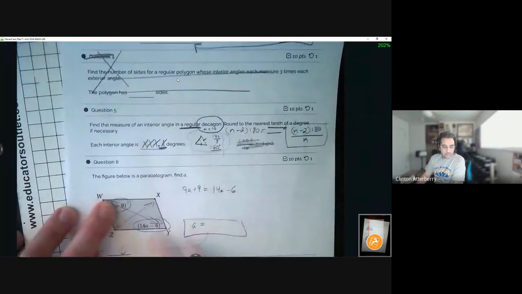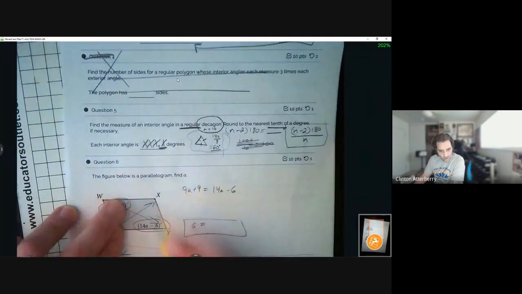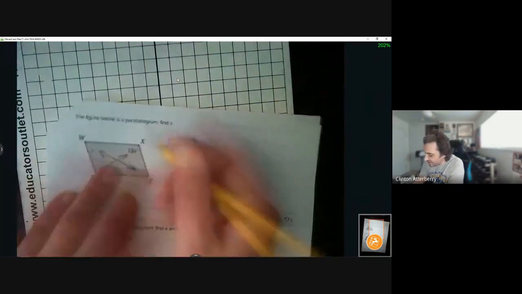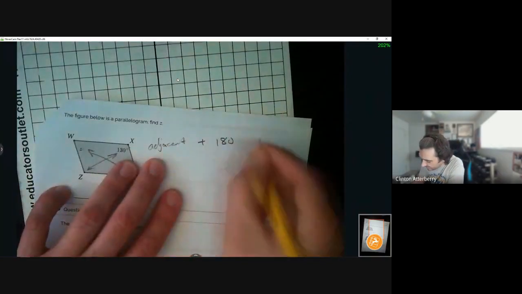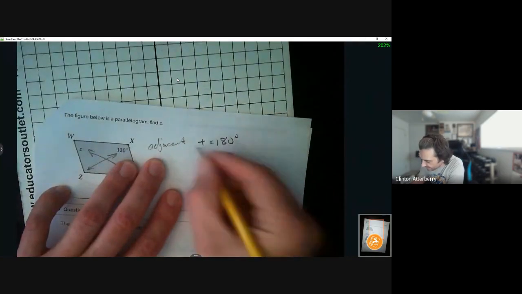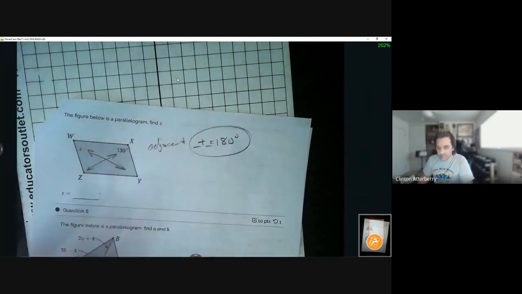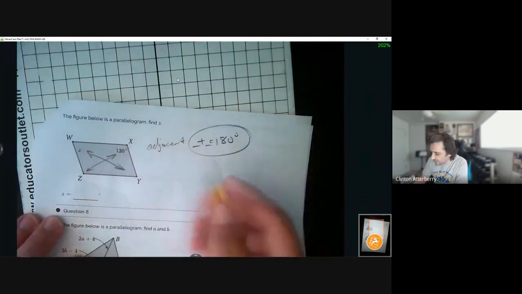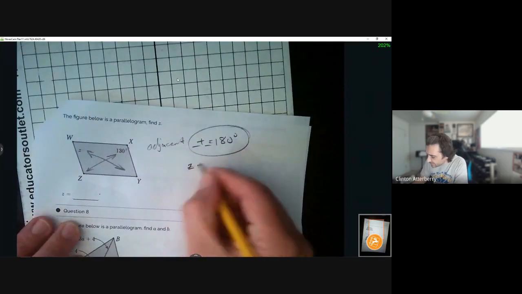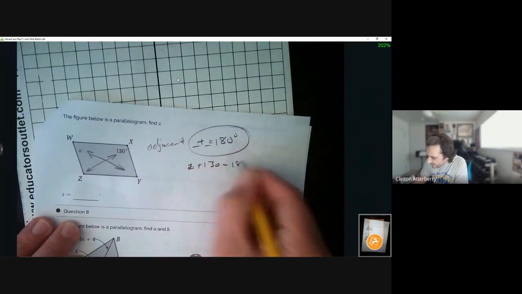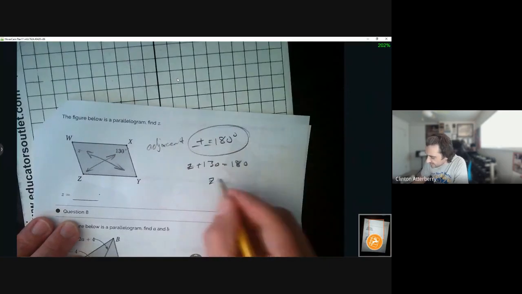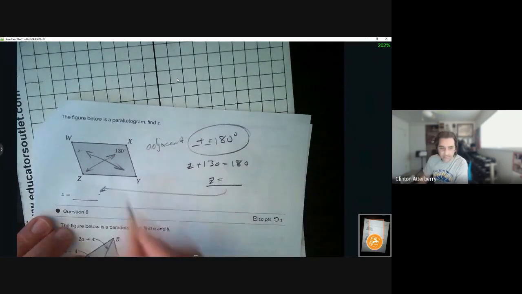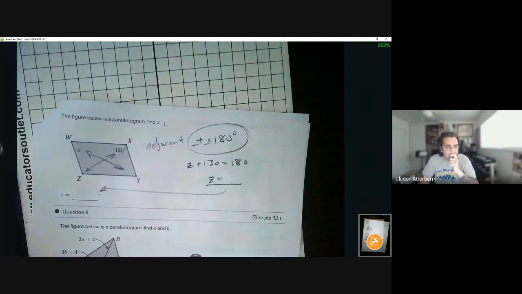Those are called opposites because they're not next to each other. They're away from each other. These are next to each other, so they're called adjacent. Adjacent angles add up to 180 degrees. So that piece plus that piece will add up to 180. For mine it would be Z plus 130 adds to 180, and solve. Whatever that answer is, that's your answer.